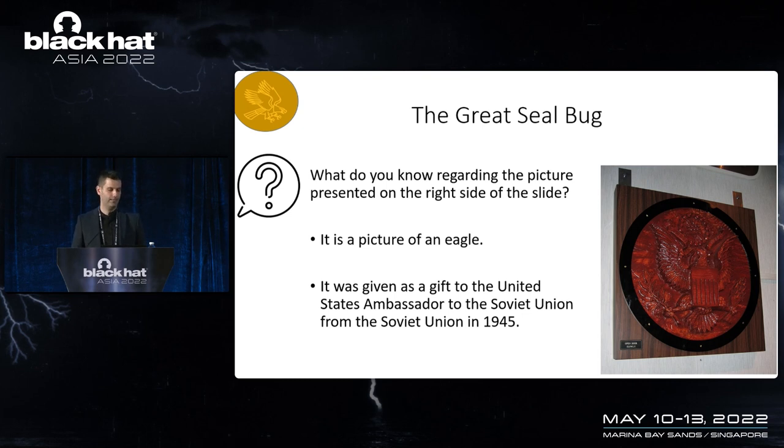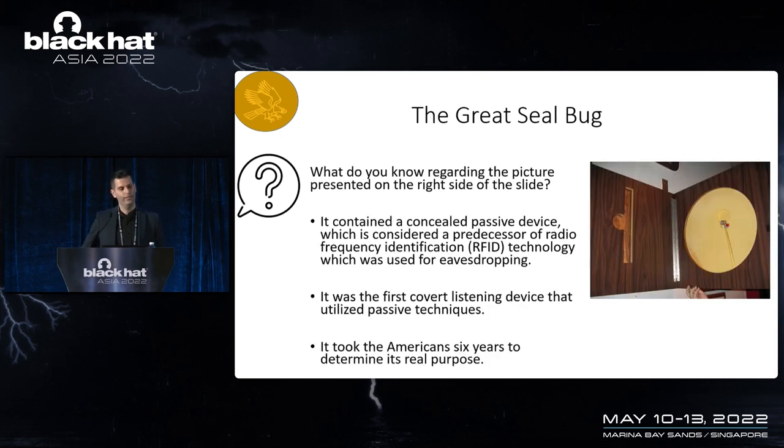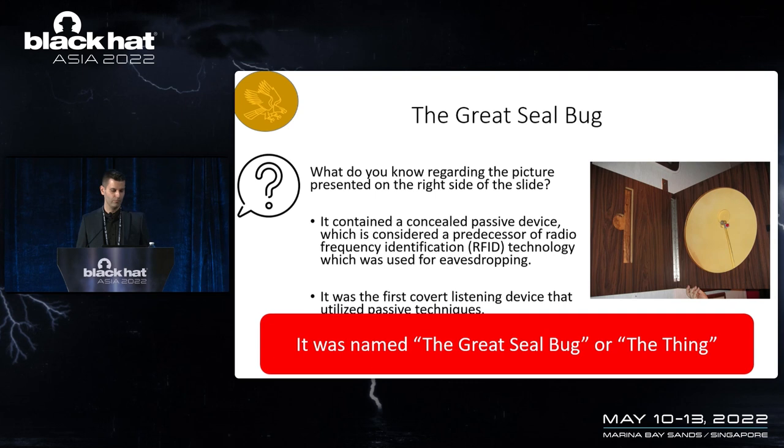And it looks very nice if you observe it from the outside, but if you examine it internally, you will find that it contained a concealed passive device, which is considered the predecessor of the RFID technology, which was used for speech eavesdropping. And it was the first known covert listening device that utilized passive techniques. And it took the Americans about 6 years to determine its real purpose. And maybe some of you are more familiar with its name. It was named the Great Seal Bug, or maybe more commonly known as the Thing.